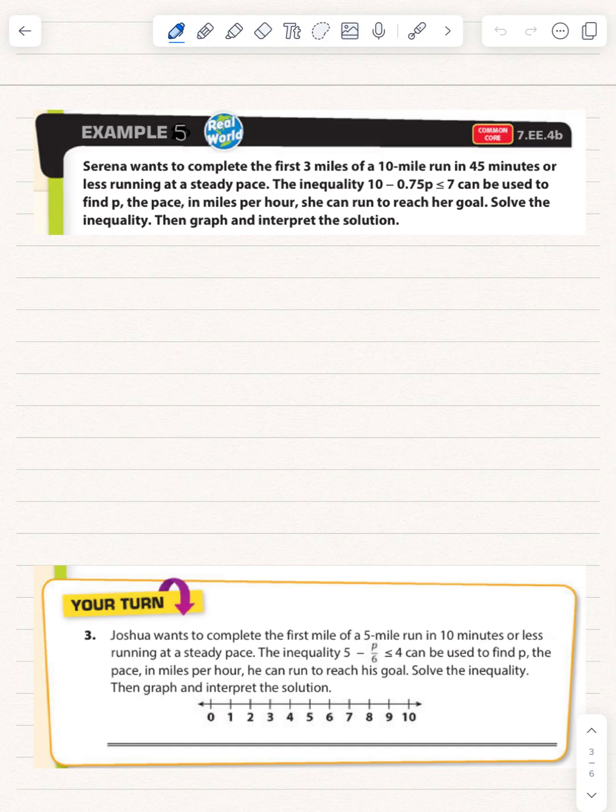Okay, so we don't have to write it. They wrote it for us, so I can just copy down that inequality. 10 minus 0.75p is less than or equal to 7. And then when we start solving this, I know we see the subtraction. We want to do the subtraction first. The inverse of subtraction is addition.